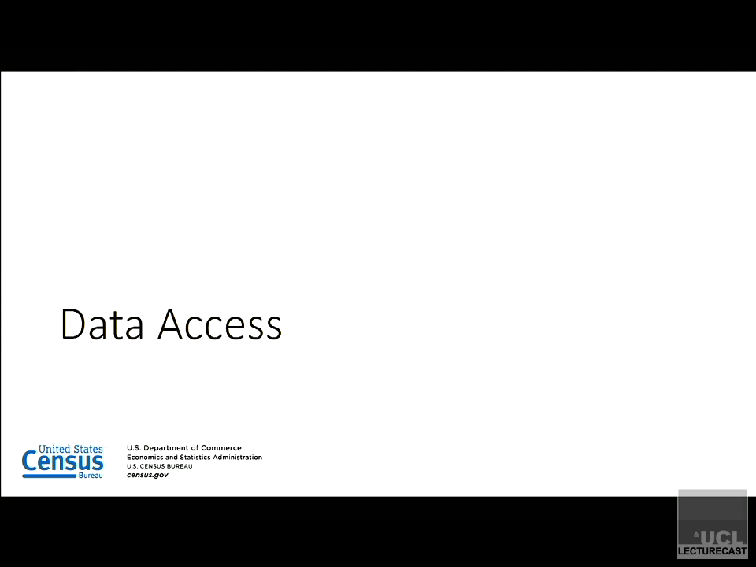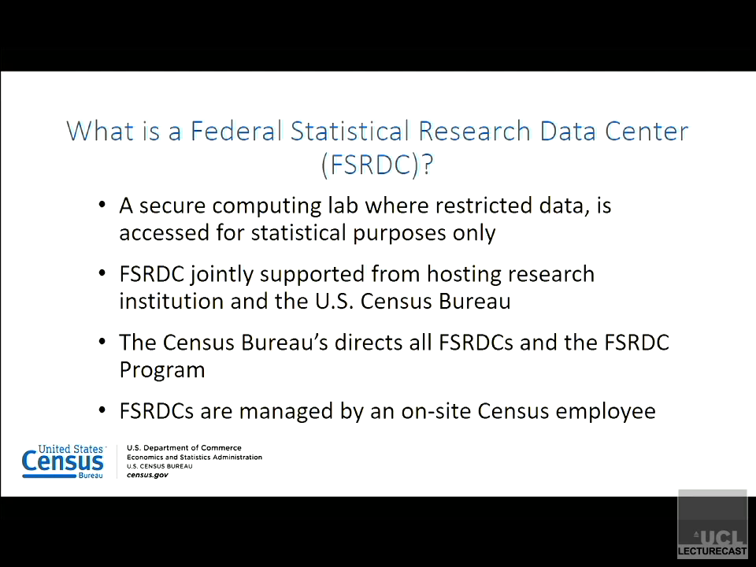How people access this data and other restricted data is slightly different from what you have going on here, but similar as well. A federal statistical research data center is probably like you have here, a computer lab. There's no internet in there, and there are computers you can work on the data on in a pretty difficult Unix environment. But they're U.S. Census Bureau facilities hosted by research institutions, so hosted at universities. Universities pay a big part of the fee cost, but the Census Bureau directs all the work in there, and there's a Census Bureau employee at all of them running them.